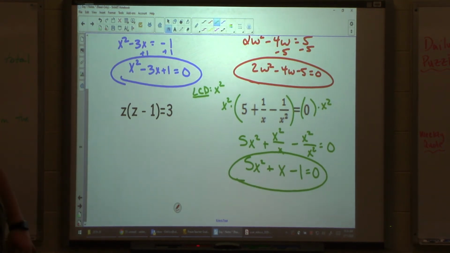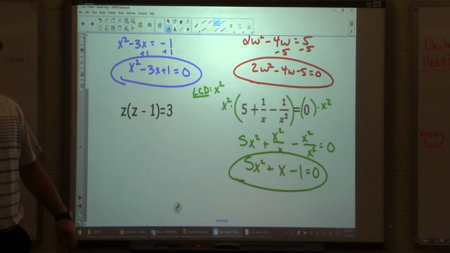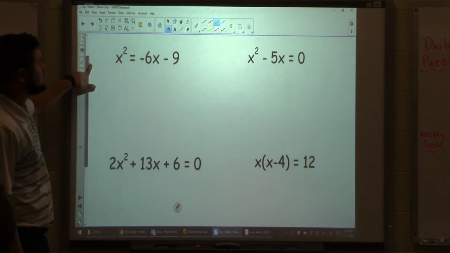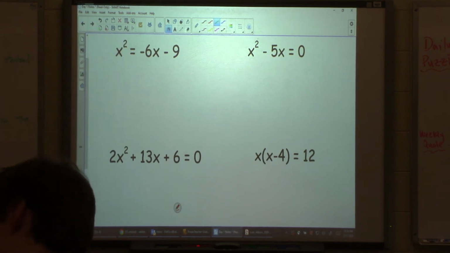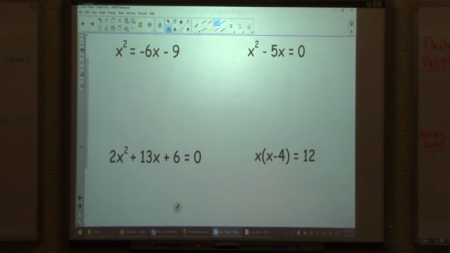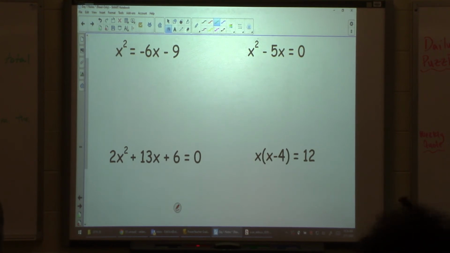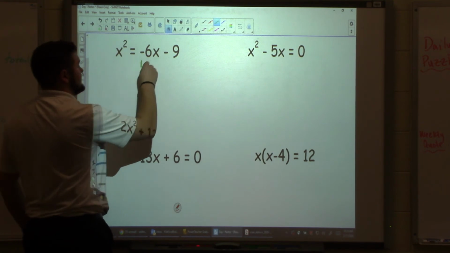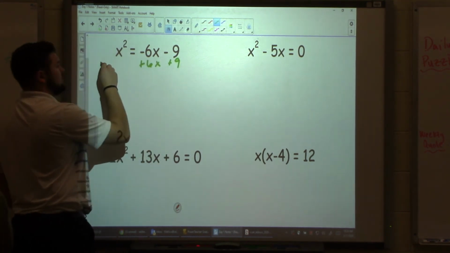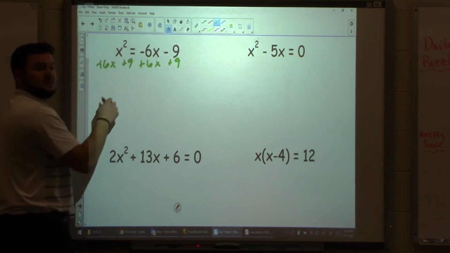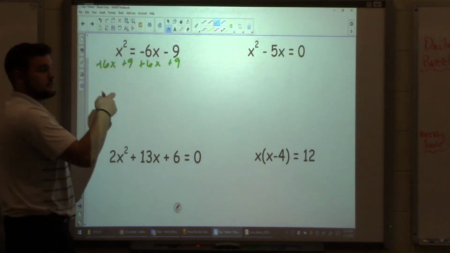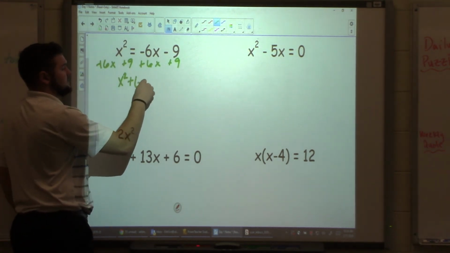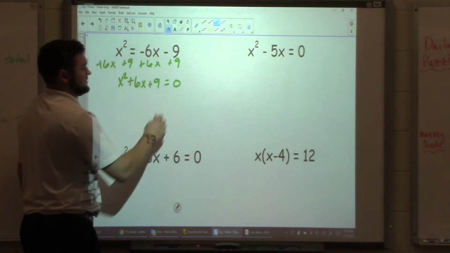Alright, we need to do a couple solving and then we'll go to our test. Cool? Alright, so let's try some examples. Let's do 3 examples. x squared equals negative 6x minus 9. Add 6x, add 9. Good, right? Because we have x squared and x, we want to get it equal to 0 on one side. So add 6x and add 9. I'm going to do it in one step. Is that okay with everybody? Is that cool if I do it all together? Okay. x squared plus 6x plus 9 equals 0.